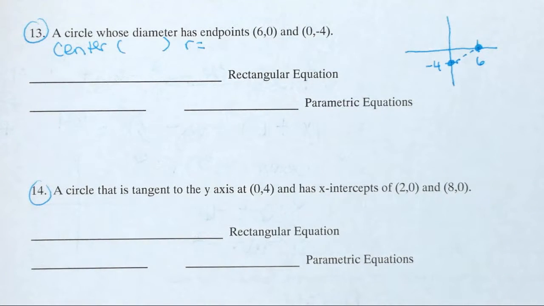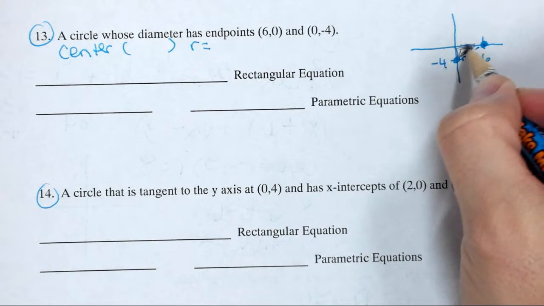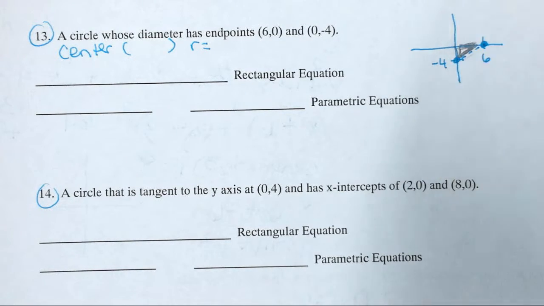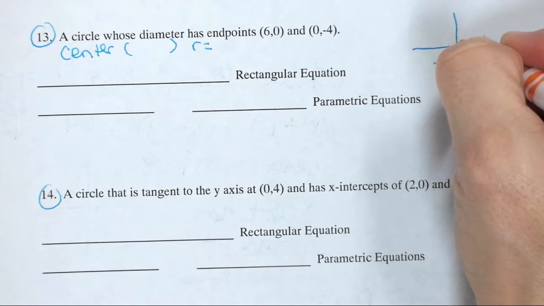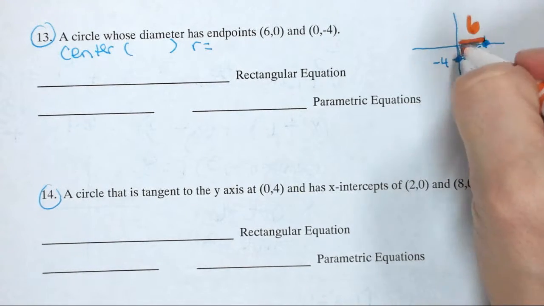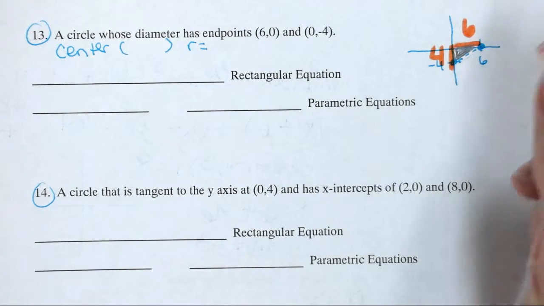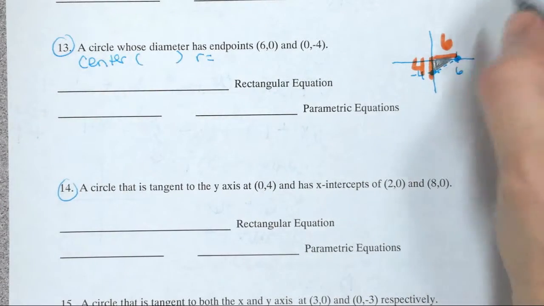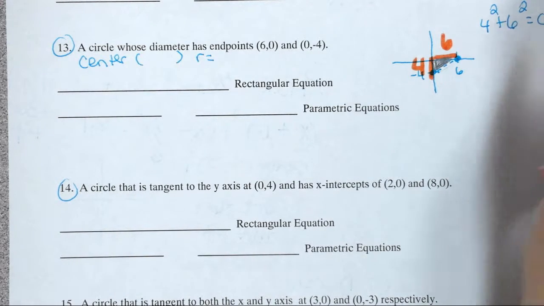What shape do you see in here? A right triangle. If I want to know the length of this side right here, can I use the Pythagorean theorem? Yeah, and that's what we're going to do. How long is this side? 6. How long is this side? 4. So a squared plus b squared equals c squared.